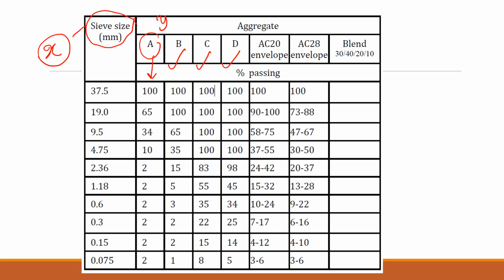Now we have this grading envelope as well, AC20 and AC28. How do we plot these two? They have a range. So how do we plot that one?